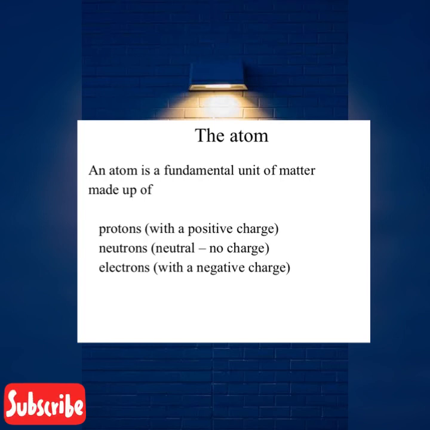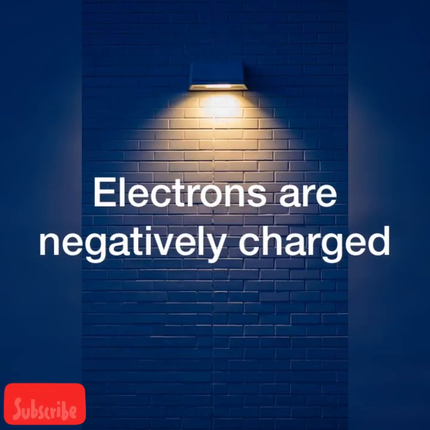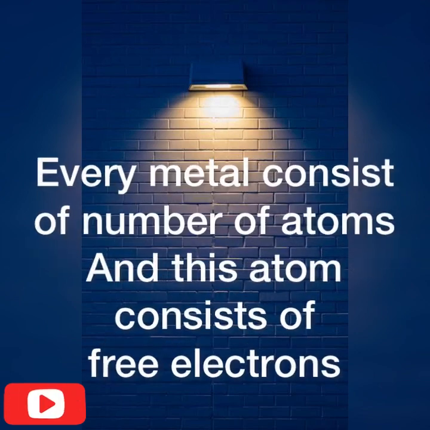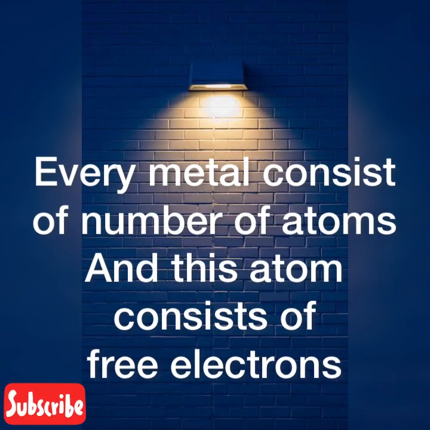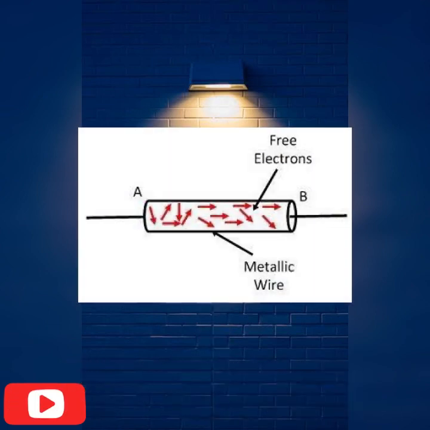Now you may think, why are we learning about the atom to understand current electricity? The basics of current electricity start from here, because the particle from the atom we are going to study is the electron, which is negatively charged. This is a very important point to understand this chapter. Every metal consists of a number of atoms. These atoms consist of a number of electrons as well as protons. These electrons are present in the form of free electrons. They are free to move everywhere.